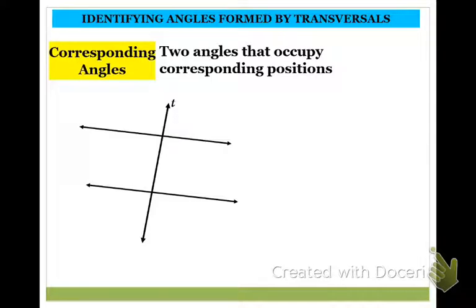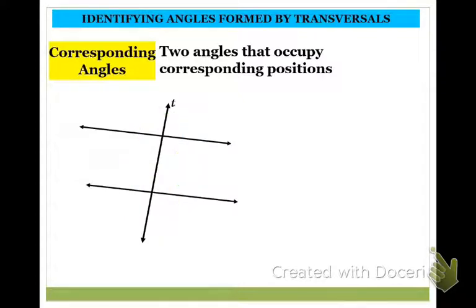Corresponding angles occupy the same spot. So here's what that means. There are two intersections, right, where two lines come together or cross. So basically, corresponding angles have the same spot at their intersection. So this top left angle will correspond with this top left angle, and so on and so forth.